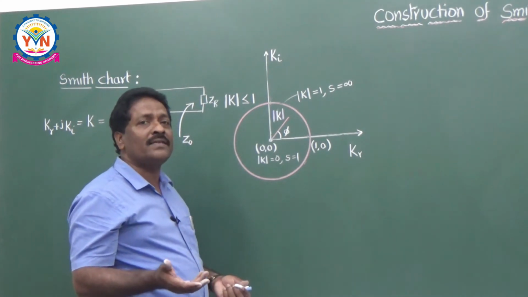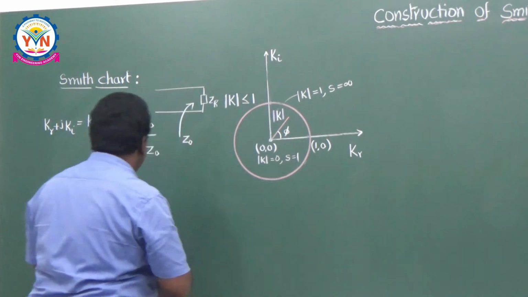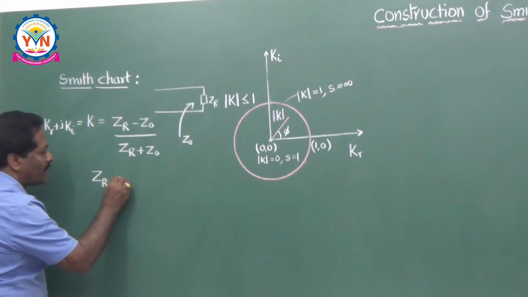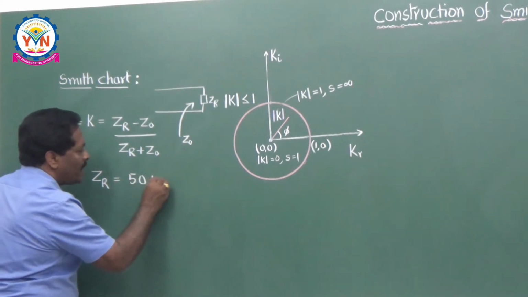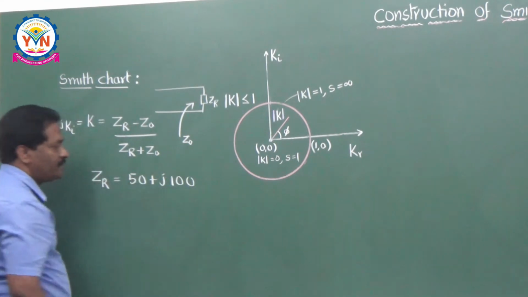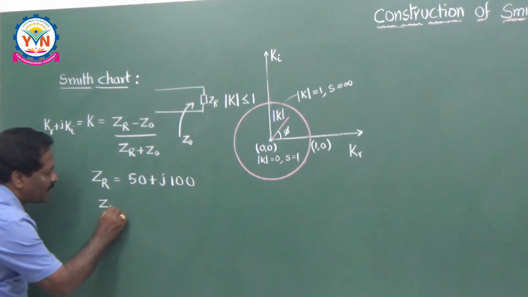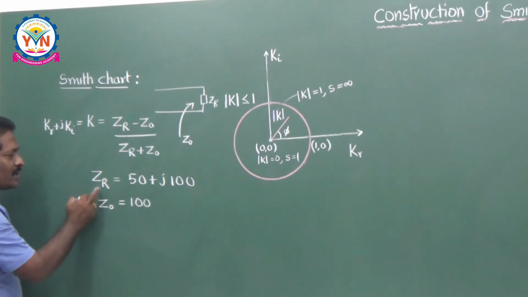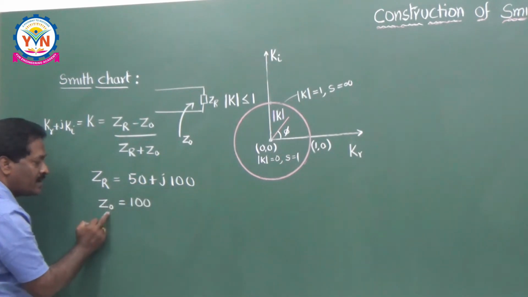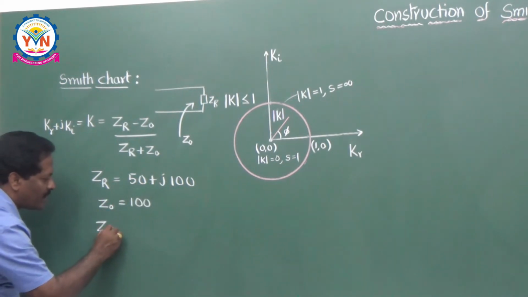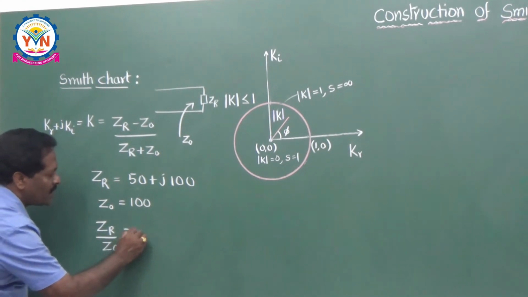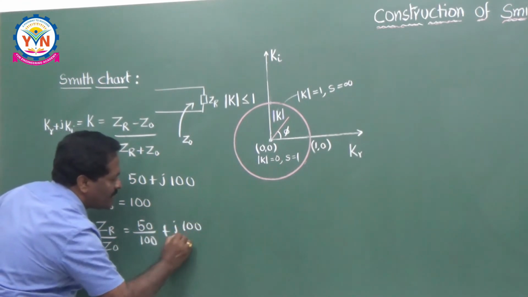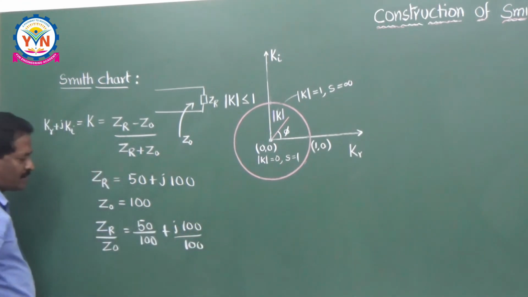So what do you mean by normalization? Normalization means very simple. Suppose for example you take the load impedance ZR equal to 50 + j100. This is a complex impedance. The characteristic impedance of the line, let me say, is 100 ohms. Normalization means dividing everything by Z0. So ZR/Z0 = 50/100 + j100/100. This is called normalization, dividing by Z0.